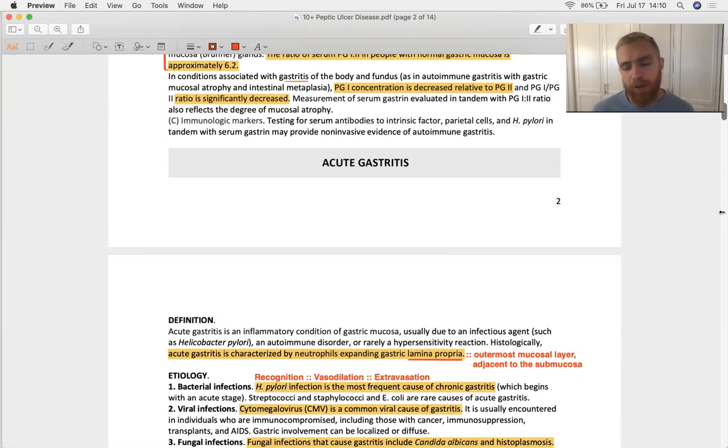And that's because it's an autoimmunity against parietal cells, and parietal cells are found by far most prevalently in the body of the stomach, and not nearly as much in the antrum, and certainly not in the pylorus of the stomach. So that's the basis for different pepsinogen concentrations in those two different gastritis.